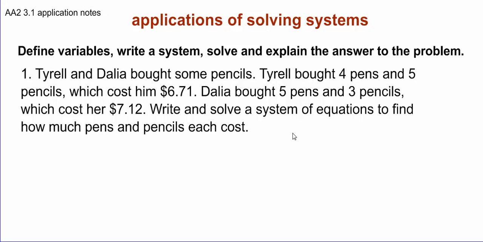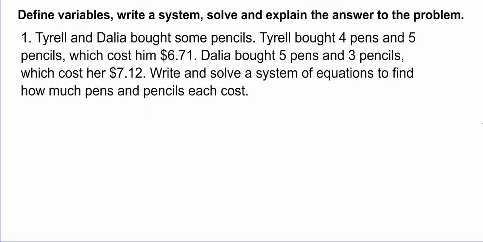Let's buckle up. All right, so we're going to define variables. We're going to write a system, and then we'll solve it using various methods and explain what that answer means. So here's our first one. Tyrell and Dahlia bought some pencils and pens as well, and you can see how many they bought and what it cost. It says to write a system of equations to find how much each of those cost.